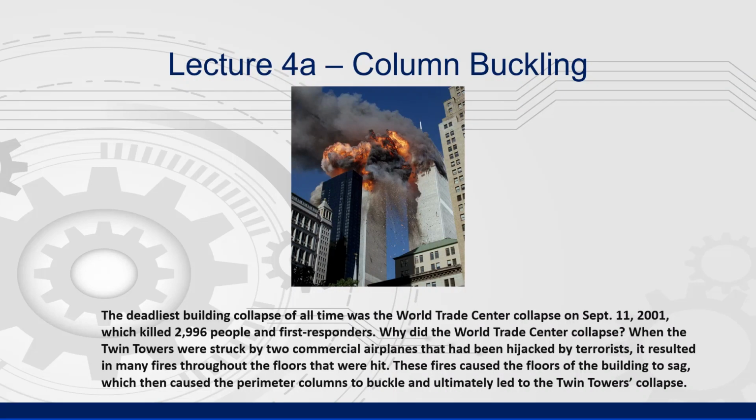From an engineering perspective, the extreme heat from the resulting fires caused the floors to sag, which in turn led to the perimeter columns buckling and the ultimate collapse of the towers. Note that the steel columns did not melt, as some conspiracy theorists have tried to use in their claims. However, the high temperature significantly reduced the material's yield strength. For example, at 1,000 degrees Fahrenheit, while structural steel does not melt, its yield strength will reduce by more than 50%.